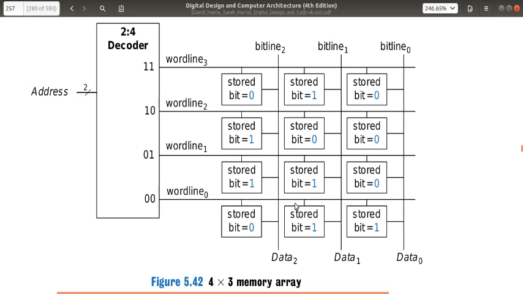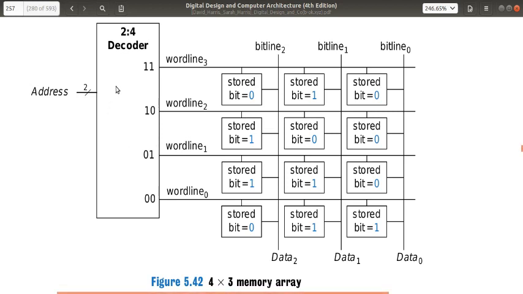And once you have selected this line, what happens? The stored bit, this is a single bit, okay? All these boxes are single bits. So this single bit is selected, this single bit is selected, this single bit is selected. Similarly, if you are choosing 10, that means this line will be active, and this bit is selected, this bit is selected, this bit is selected.